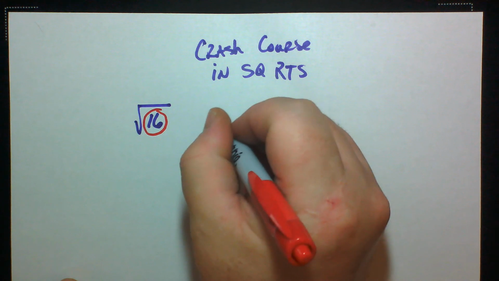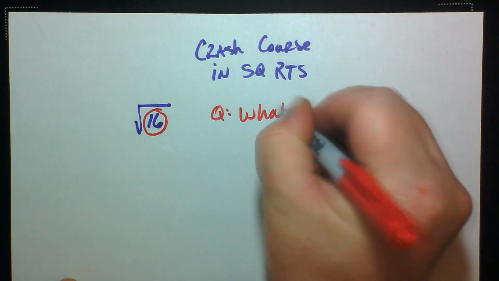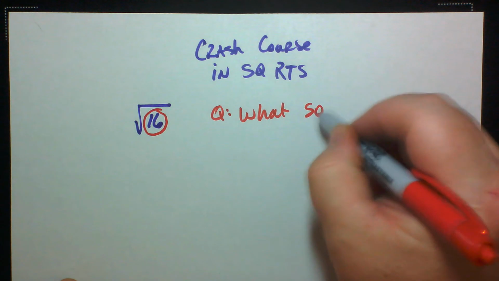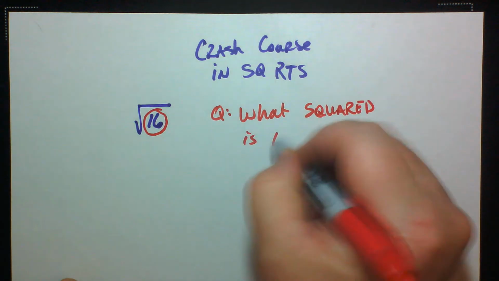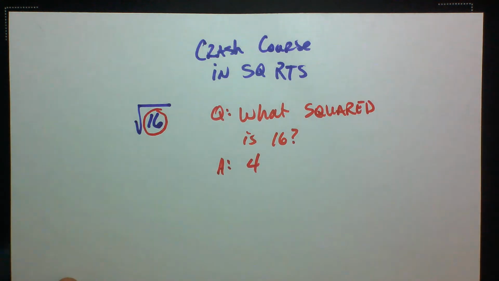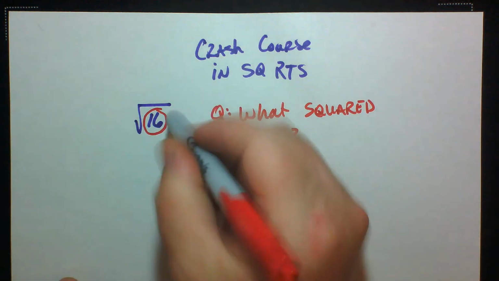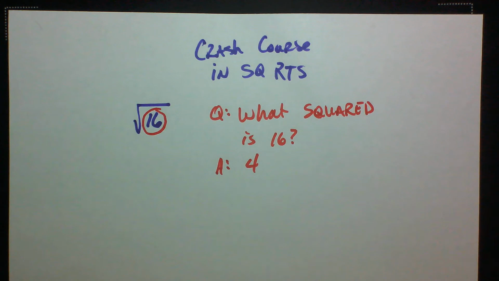This is the question that this square root is asking. It's asking, what number squared is 16? To simplify it, all you have to do is answer it. Isn't 4 squared 16? So that's 4. This whole square root equals 4.